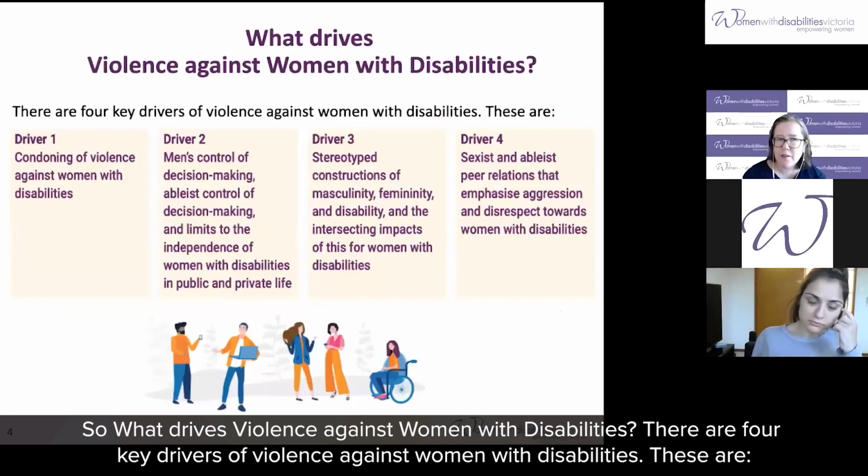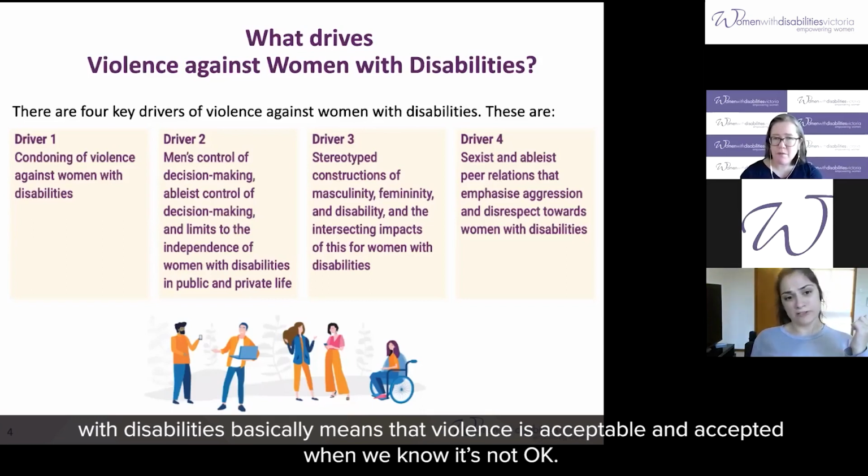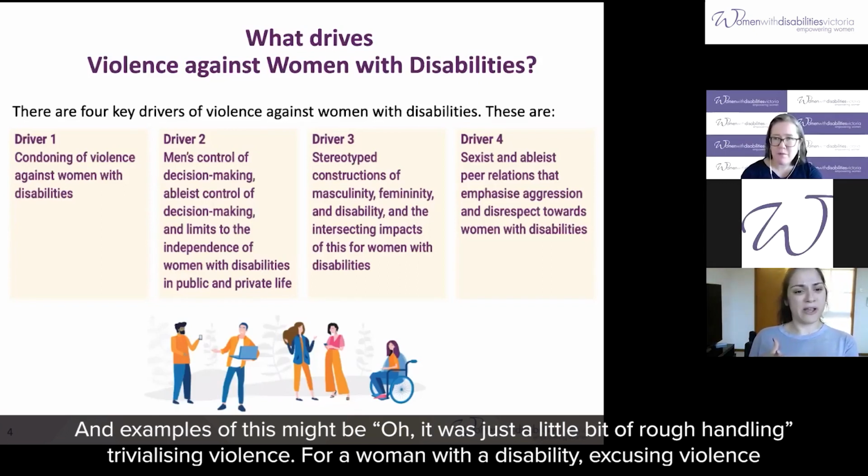So what drives violence against women with disabilities? There are 4 key drivers of violence against women with disabilities, and these are: driver 1, condoning of violence against women with disabilities. An example of this is everywhere. Condoning of violence against women with disabilities basically means that violence is acceptable and accepted when we know it's not okay. But condoning of violence comes under the forms of trivializing violence, excusing violence, justifying violence, shifting blame, and downplaying violence.